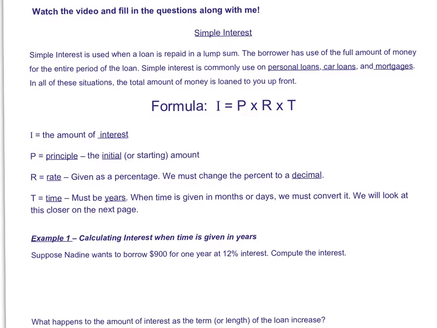Hey guys, we're going to talk about interest today. Simple interest is the first one we're going to talk about.